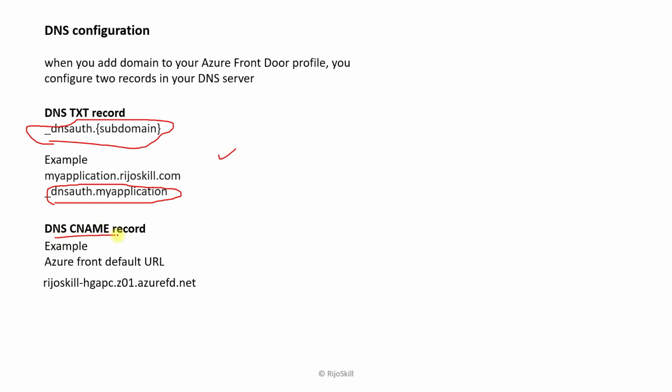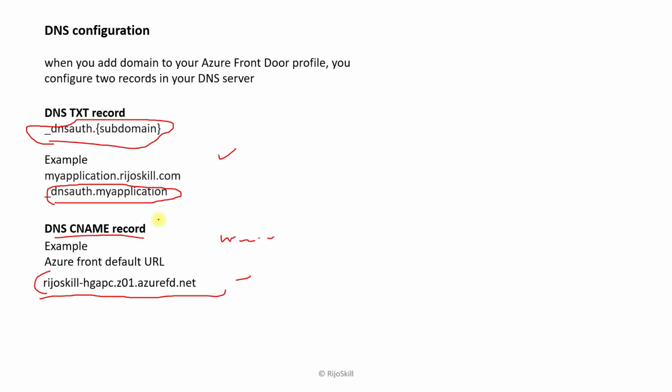And CNAME means you need to point your record to your Azure Front Door. Okay, if this is the CNAME record, for example www, then your CNAME name and your record is this one. They will point your URL to the Azure Front Door. But this is all in the custom managed case. If you are using Azure DNS, it's automatically validated by the Azure DNS service.